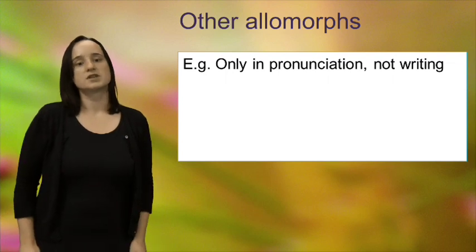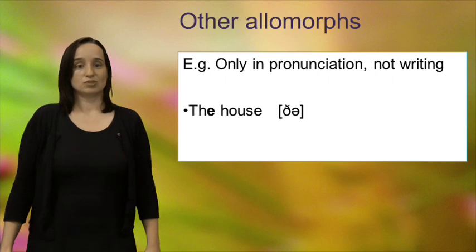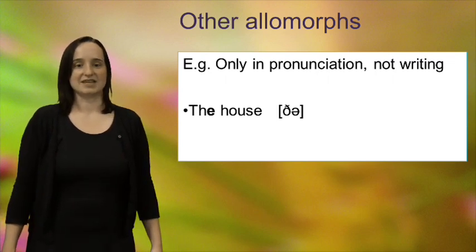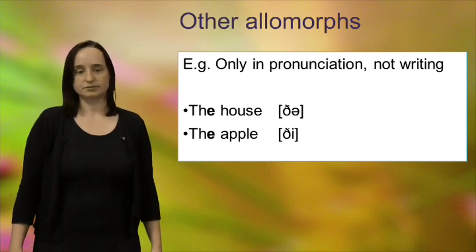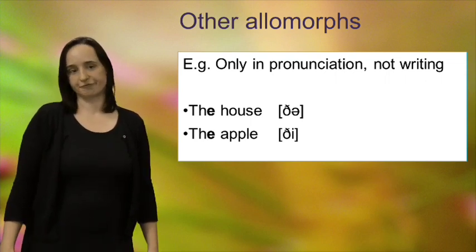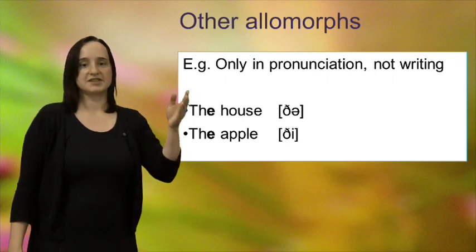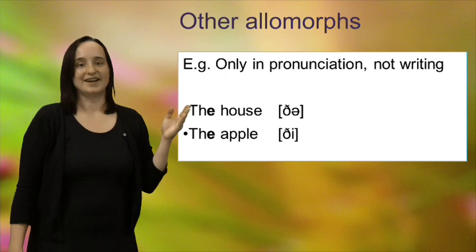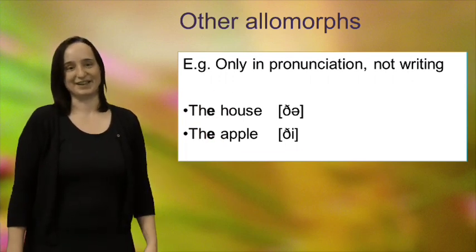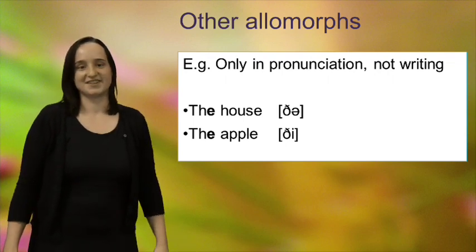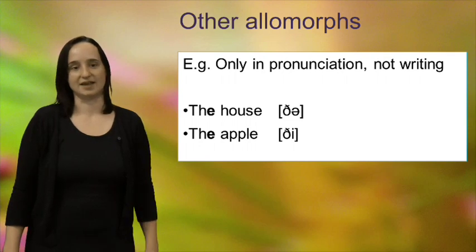Some allomorphs don't appear in writing, they only appear in the spoken language. So if we take the definite article in this case, the house and the apple, now these are pronounced differently, even though they're not written differently. So you can see that in the IPA they would be written differently, but in writing the form is just the. So in this case, allomorphy exists in the sounds and not really in the way the definite article is written.